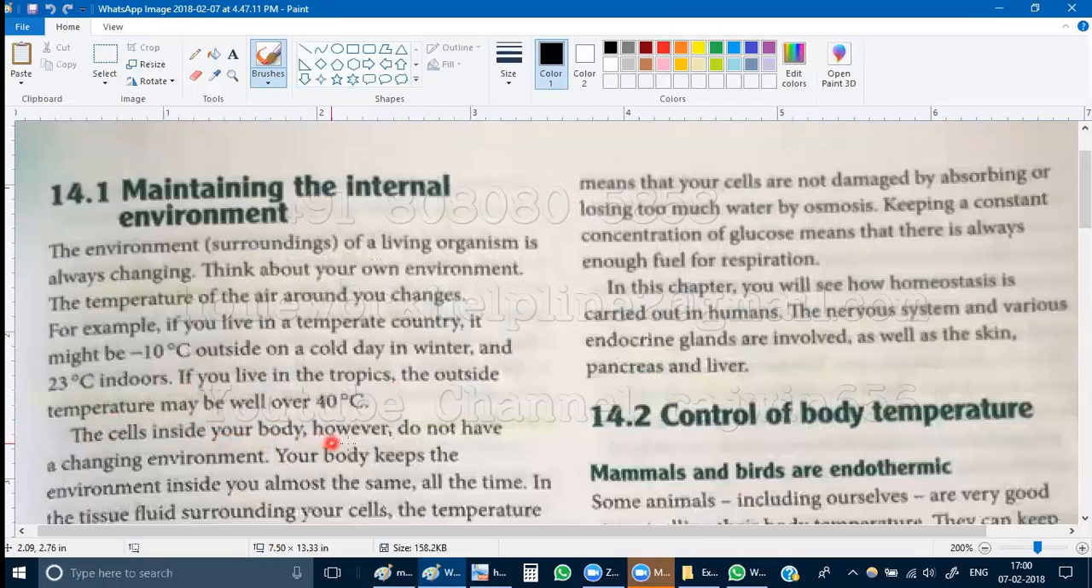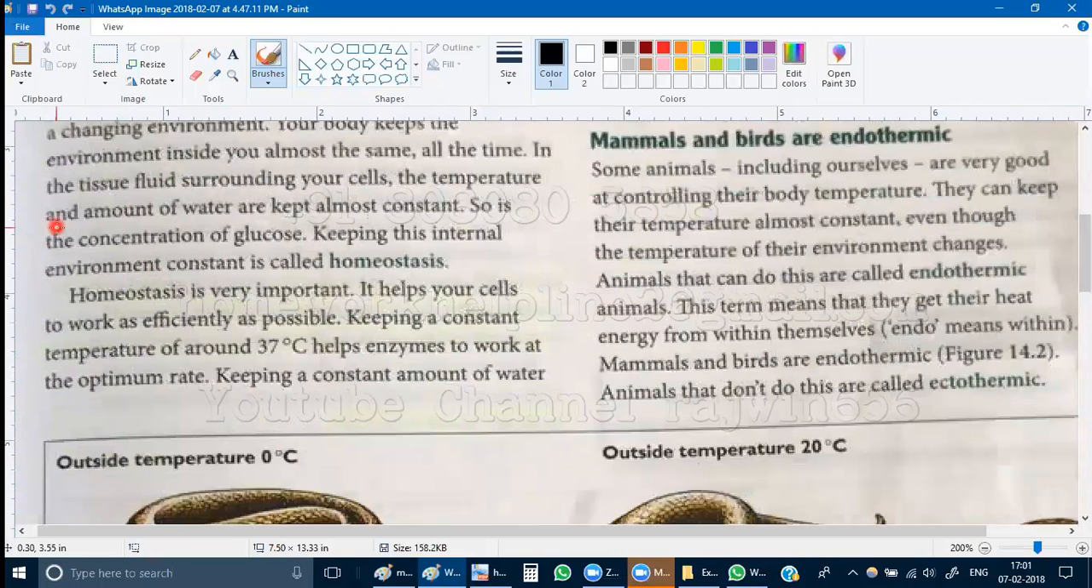The cells inside your body, however, do not have a changing environment. Your body keeps the environment inside you almost the same all the time. In the tissue fluid surrounding your cells, the temperature and the amount of water are kept almost constant. So is the concentration of glucose. So these are the three things that we have to maintain: temperature, amount of water, and concentration of glucose. Keeping this internal environment constant is called homeostasis.